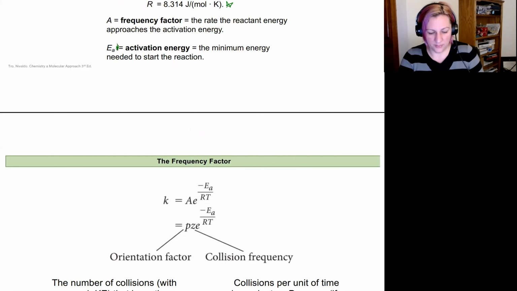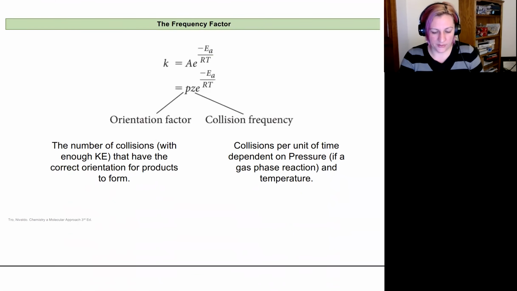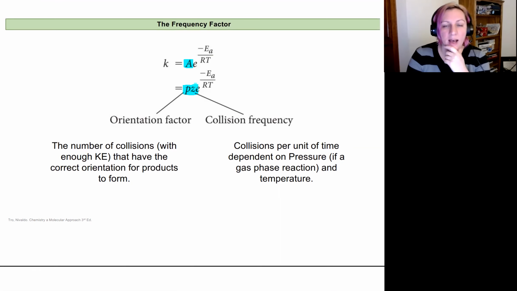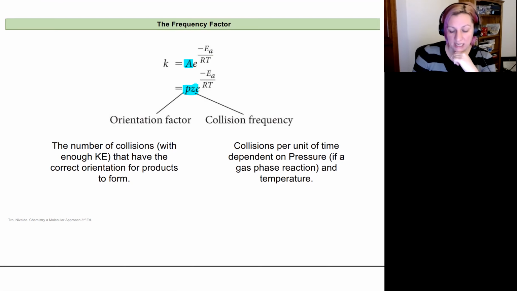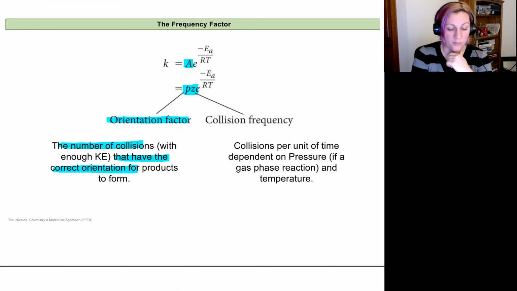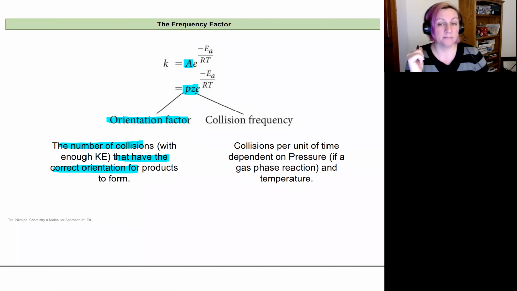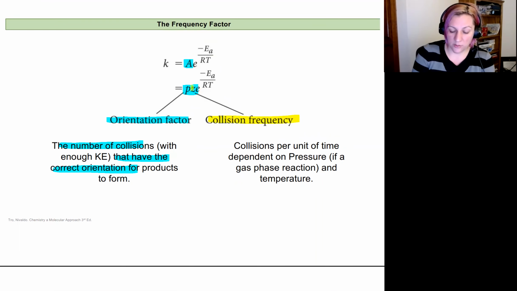So let's look at each of these a bit more closely. Let's start with the frequency factor. We'll come back to it later too. So this frequency factor A right here is really P and Z. It's a product of an orientation factor and collision frequency. So the orientation factor is going to be the number of collisions that have the correct orientation for the products to form. So that means that they're going to collide such that the orbitals will overlap to be able to form a new bond. And the collision frequency, Z, is going to be the collisions per time.